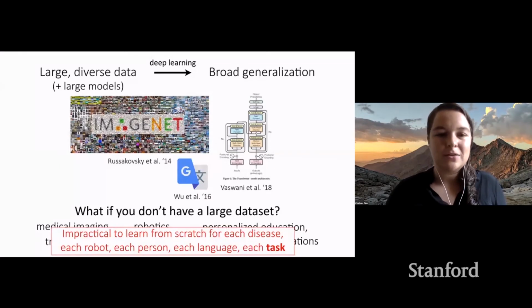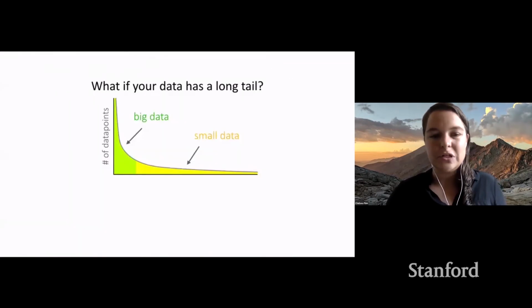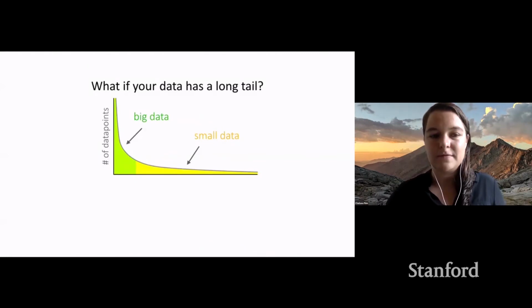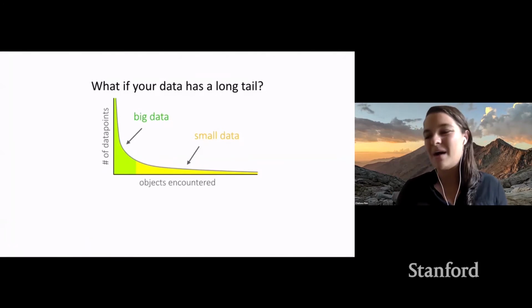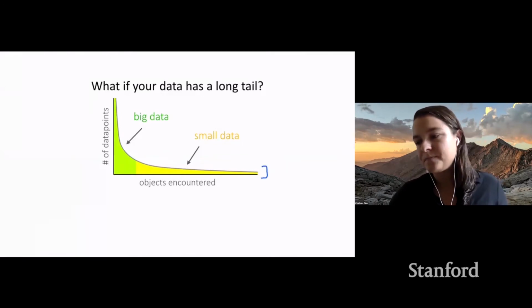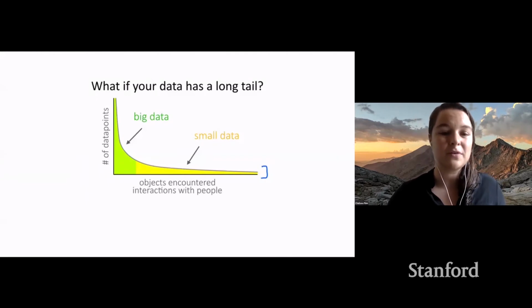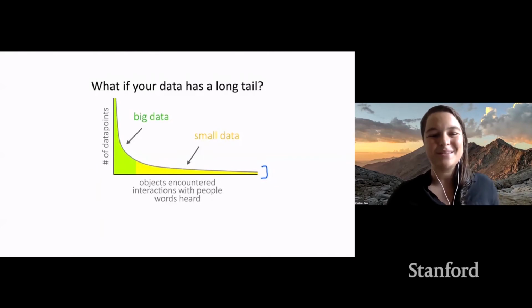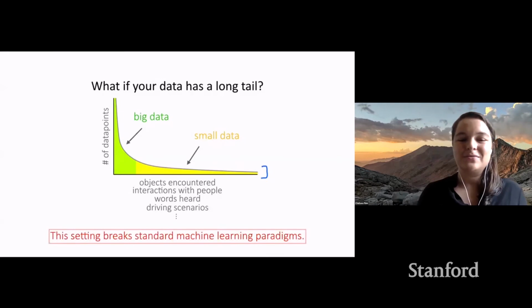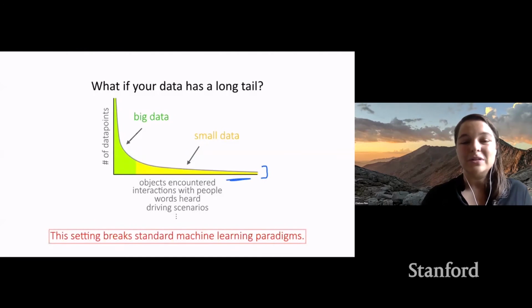Beyond that, what if your data has a long tail? So in many real world situations, we don't have these nice Gaussian distributions or something. We see this very long tail of the data where for some objects, we see them all the time, but for other objects, we only see a few instances of them in the tail of that distribution. Or maybe this is not object encounters, but interactions with different people, or words that we've heard, maybe some words we hear all the time and some words we don't, or driving situations and so forth. This is a setting that really breaks the standard machine learning paradigm, because once you're in this part of the tail, you really don't see a lot of data.